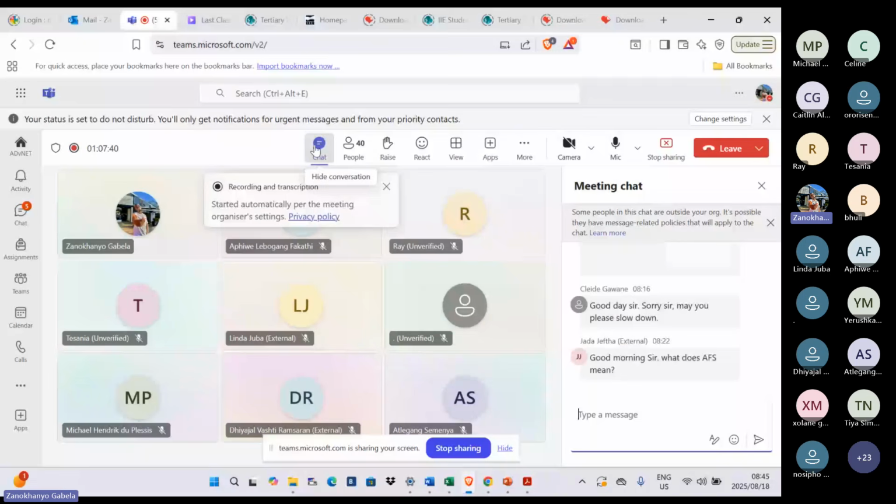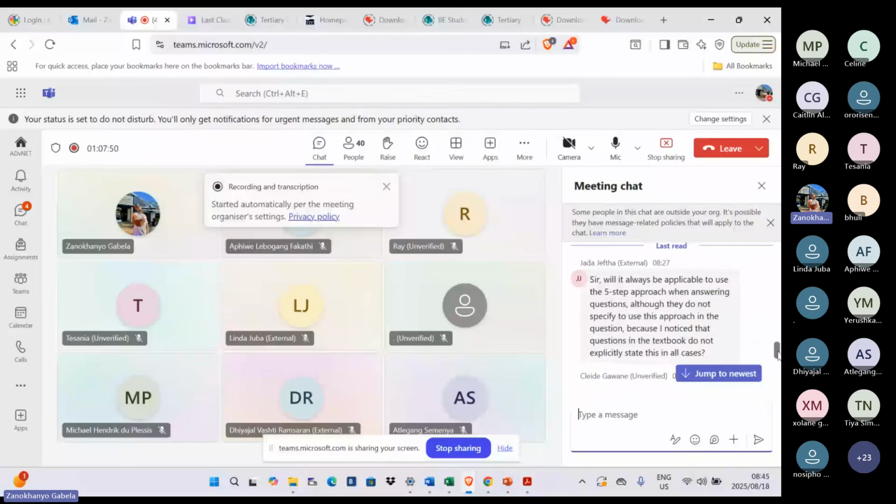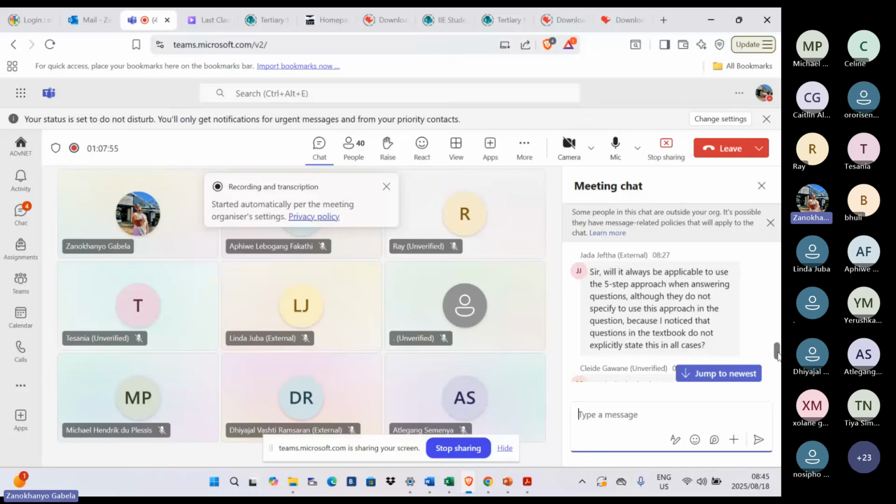Okay, so the question is: will it always be applicable to use the 5-step approach when answering questions, although they do not specify to use this approach in the question? Because I noticed that questions do not explicitly state this in all cases. I like that question because, number one, I don't think they will ask every problem for each step. Some of the steps are going to be easy. For instance, you will notice that you do have a contract, so there's no ambiguity about it. They will tell you, for instance, that the customer and the entity entered into a contract.